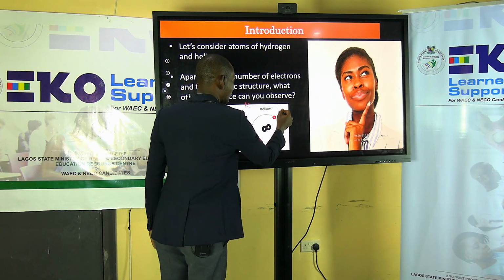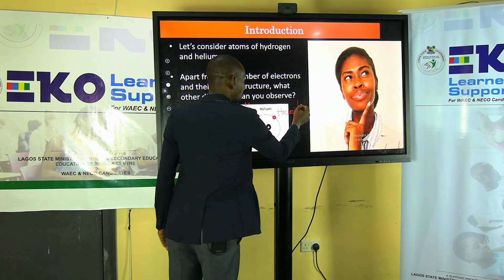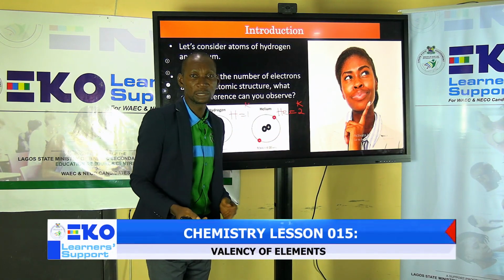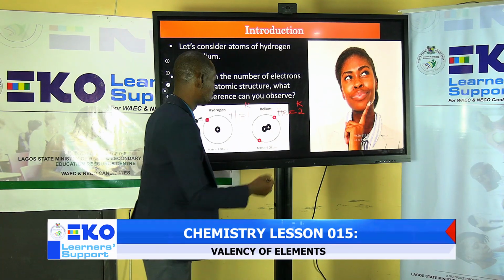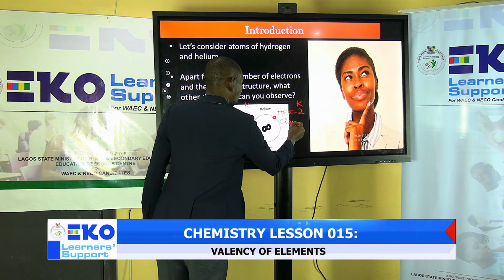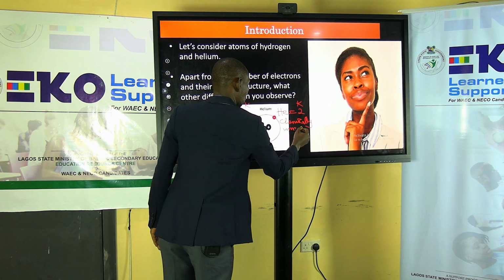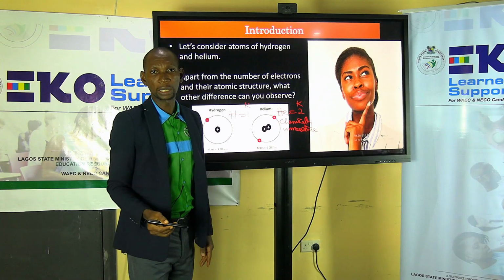But on the other hand, helium cannot do the same because the requirement is that the first shell, which is the K shell, should have a maximum of 2 electrons, and that's exactly what it has. So helium is stable, and so it is chemically unreactive. Please take note of that. Helium is one of those elements that are chemically unreactive.